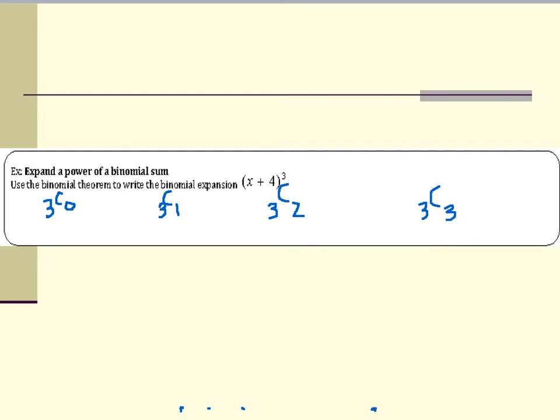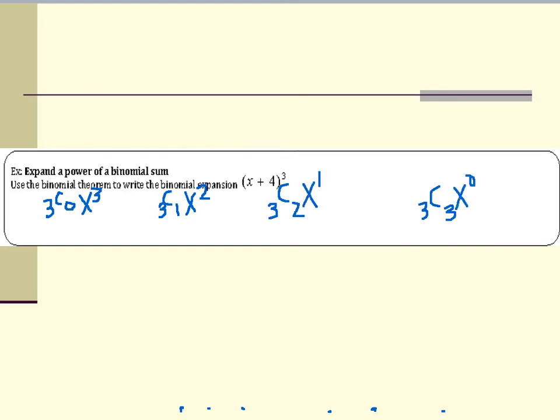Okay, next, I'm going to take this x term and give it the third power and then work the way down. So I'm going to say times x to the third, times x to the second, times x to the first, times x to the 0th.